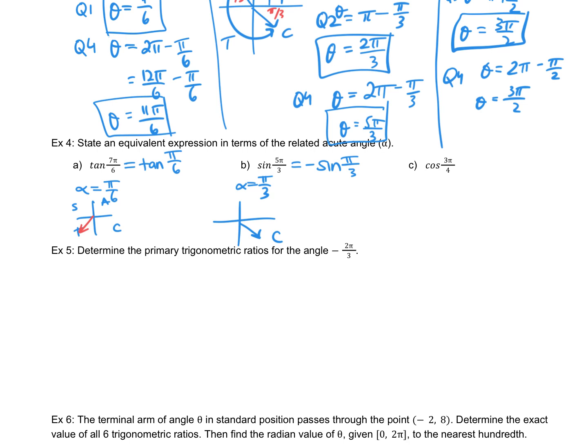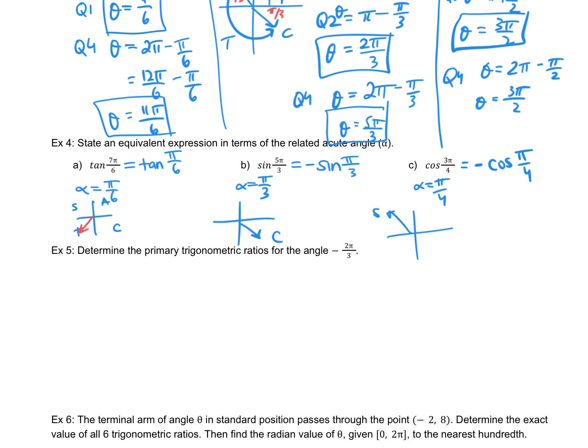For the last one, feel free to pause the video and try it out and then come back to check your work. But your alpha is pi over 4. 3/4 is 0.75. That's going to be in quadrant 2, because quadrant 2 is between 0.5 and 1 pi. And that's sine's quadrant, but we're given cos. So cos 3 pi over 4 is equivalent to the negative version of cos pi over 4. And that's it.